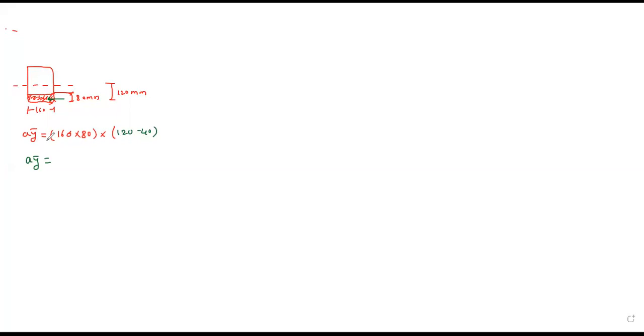So A bar, which is equal to AY bar, is equal to 160 into 80 into (120 minus 40). So which is equal to how much? 1.024 into 10 to the power 6. Okay, so this is the AY bar.